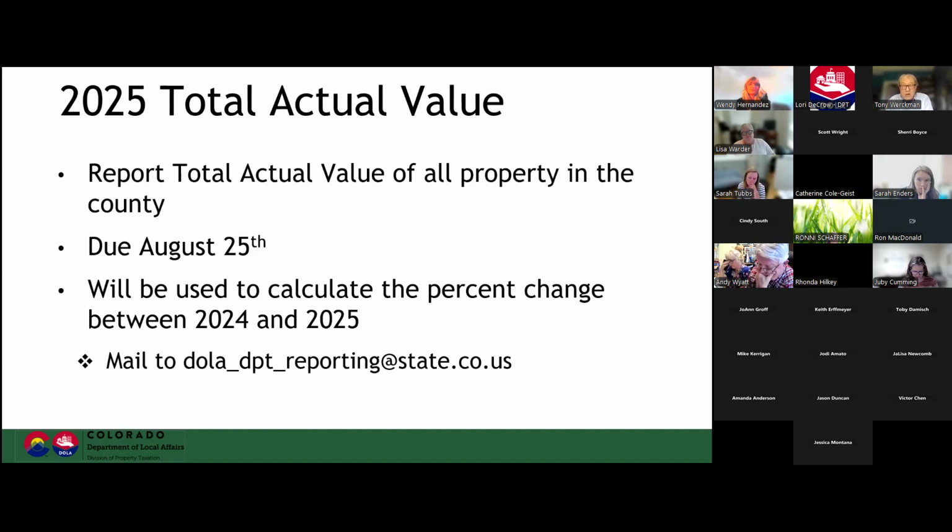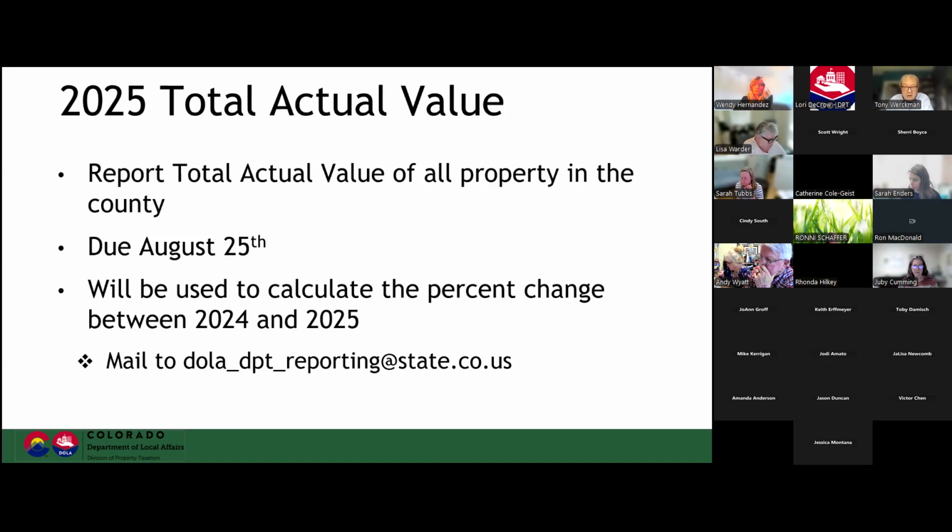Basically, we just want two numbers: your total actual value of taxable and total actual value of exempt. I know some counties had trouble separating them. They could only give us their overall total actual value, and that's fine. So one or two numbers: the total actual value of everything, or the total actual value of taxable and total actual value of exempt. And you don't exclude anything. We're going to use that to calculate what the change is from 24 to 25. There are no forms to fill out or anything like that.